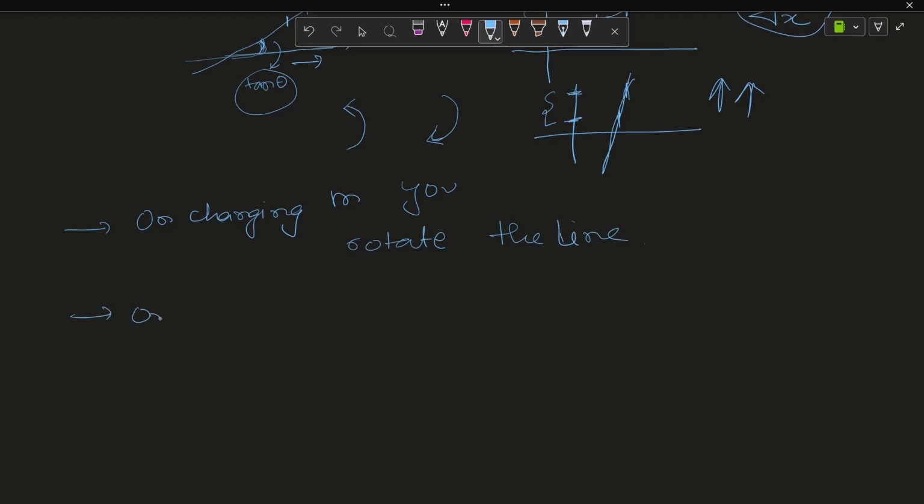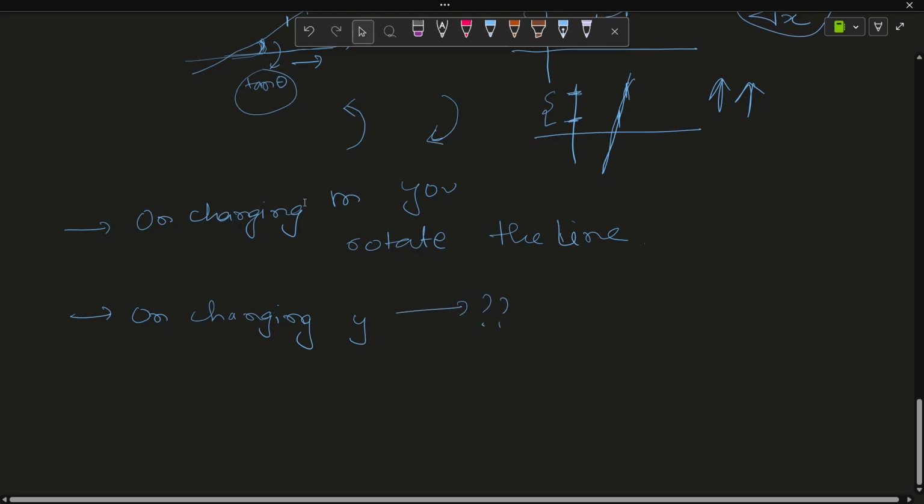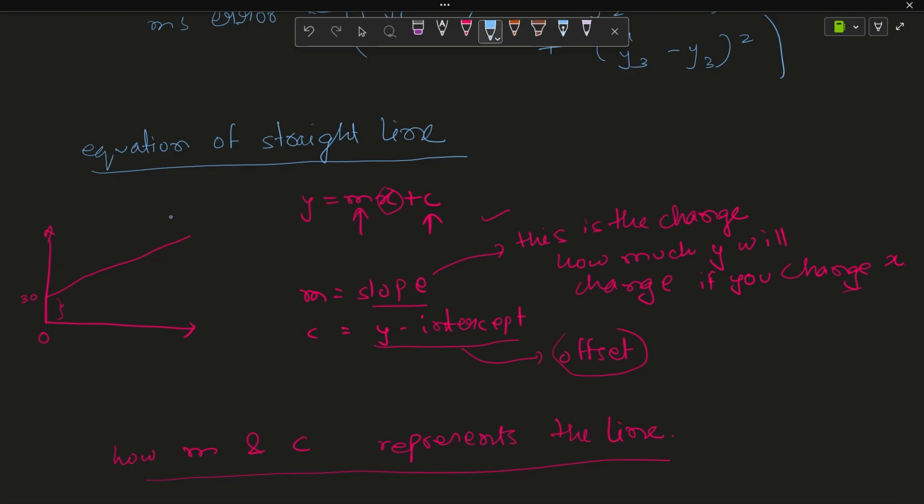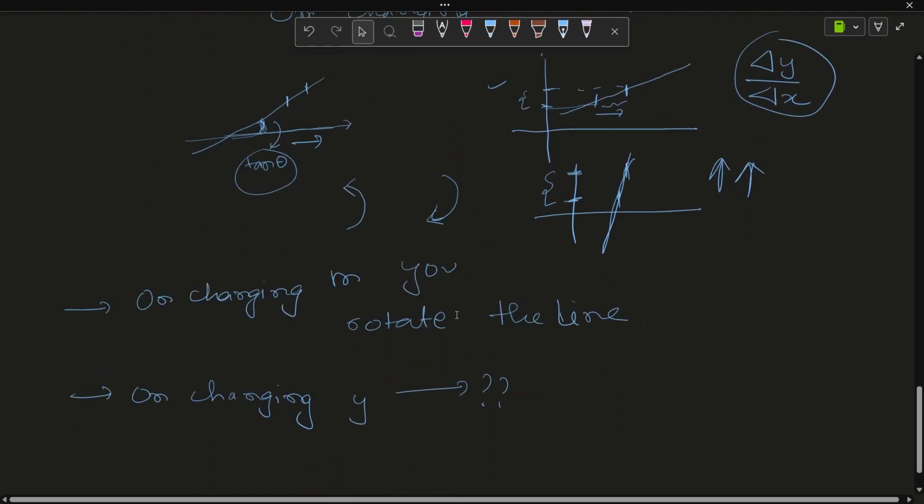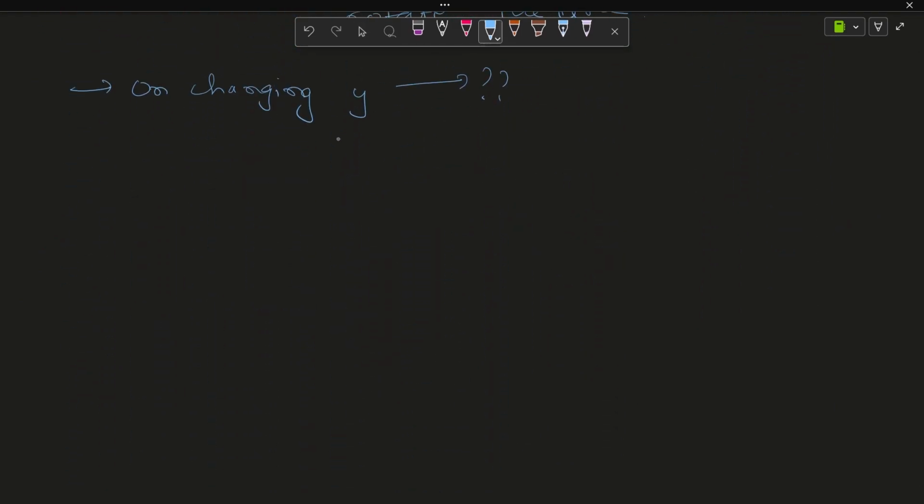And what does changing b, or c here, do? That is the y intercept. On changing the offset, it's like putting the line up and down, all right. If you increase the offset, the line will be like this. So it's like putting the line up and down, right. Changing the y intercept puts the line up and down.